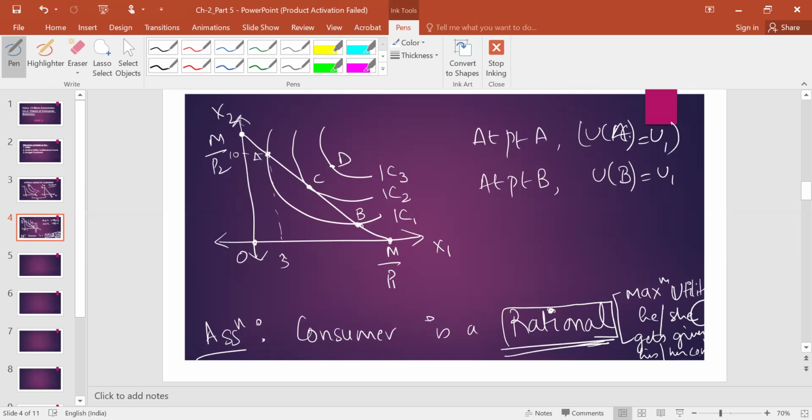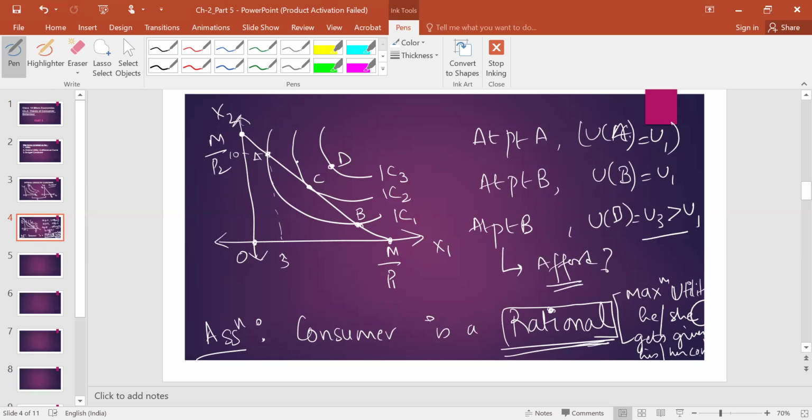So let's understand point B. At point D, yes, he is getting the higher utility, which is U3, let's say, and which is greater than U1. But the question comes: can he afford it?